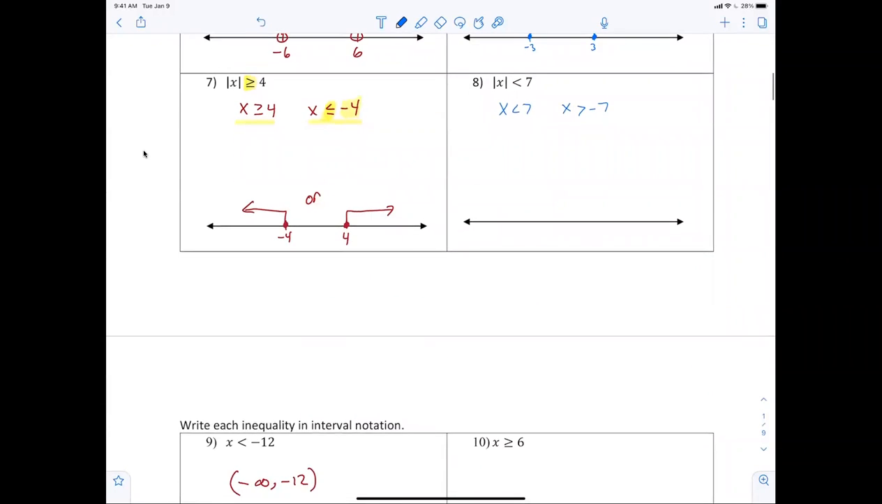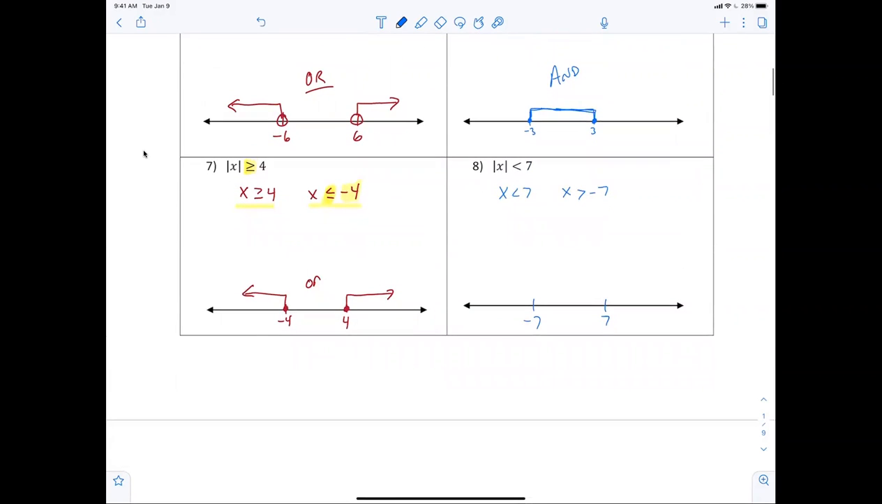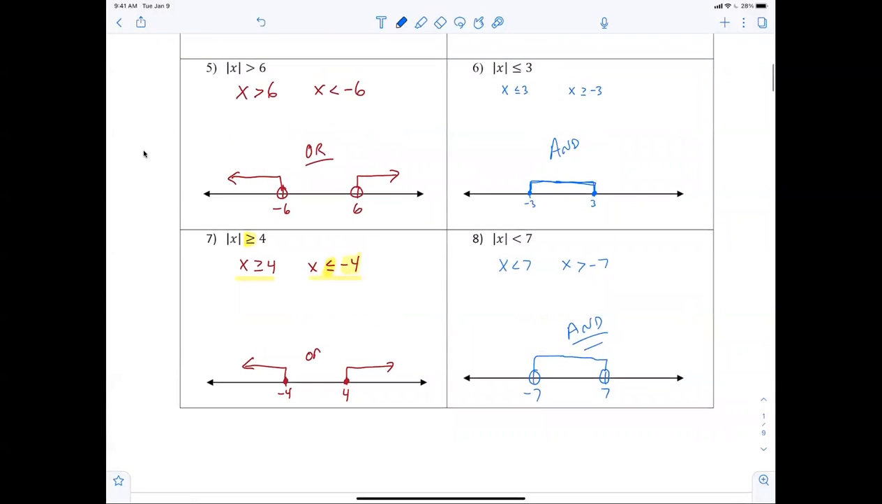Okay. So now less than 7, open circle going to the left, greater than -7, open circle going to the right. So again, this was your and. And for those of you who like to make observations, less than is always the what? The and statement. Greater than was always the what? The or statement. All right. Do you want us to write if it's and or? I don't really care. You're just graphing. All right.